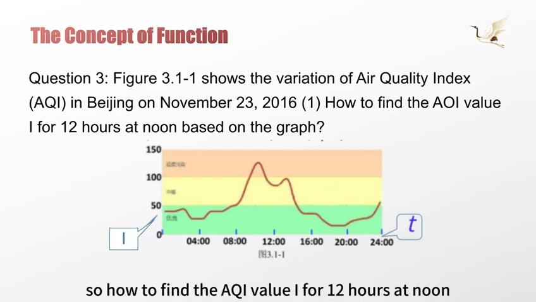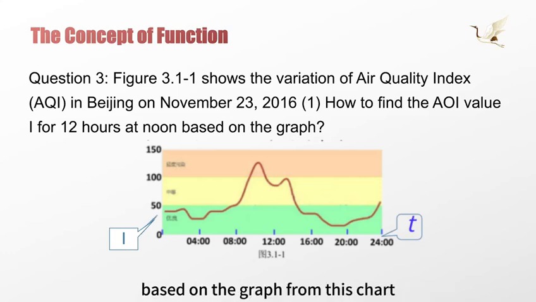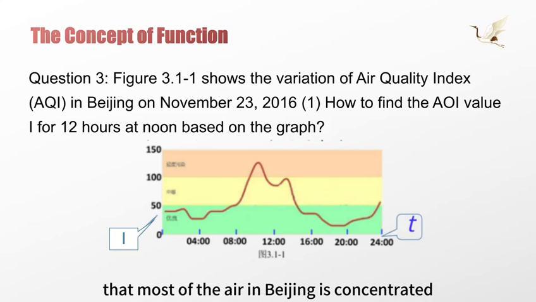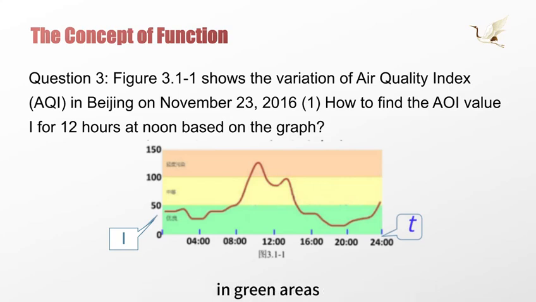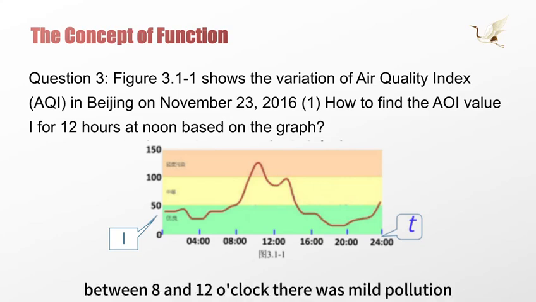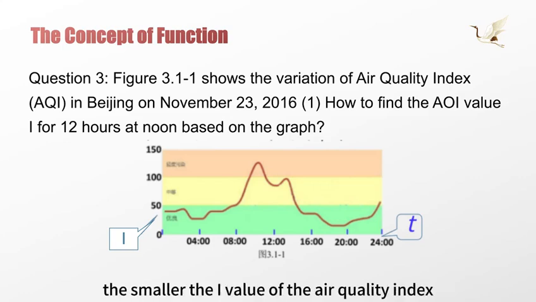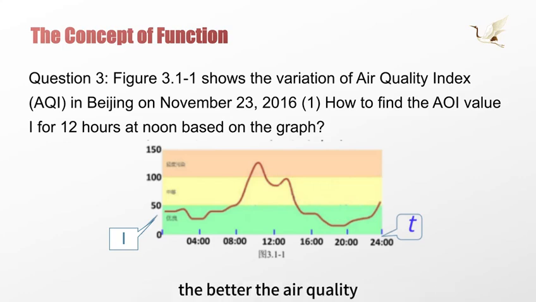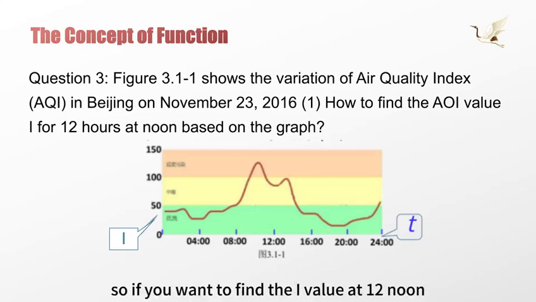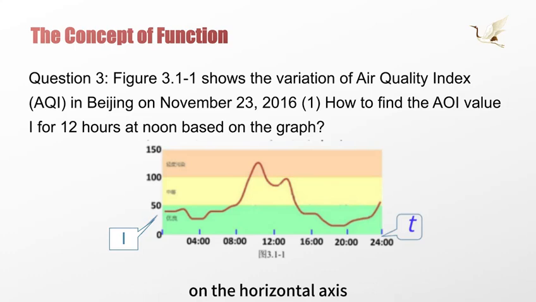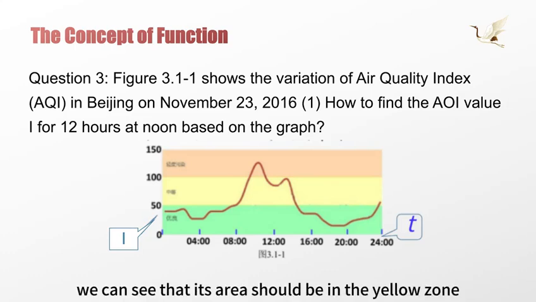So how to find the AQI value I for 12 hours at noon based on the graph? From this chart, it can be seen that most of the air in Beijing is concentrated in green areas, which is still very good. Between 8 and 12 o'clock, there was mild pollution. The smaller the I value of the air quality index, the better the air quality. So if you want to find the I value at 12 noon, you can look at the position of 12 o'clock on the horizontal axis. We can see that its area should be in the yellow zone.